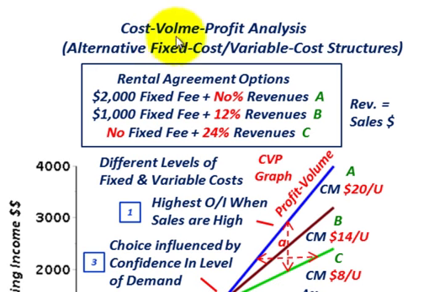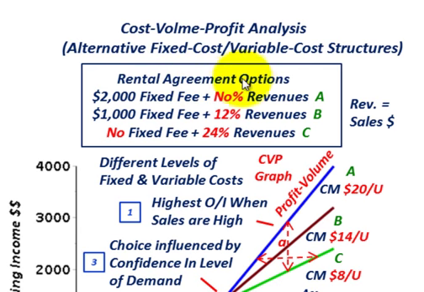What we're going to be going over here is cost, volume, profit analysis, where we're going to be looking at alternative fixed cost versus variable cost structures. So this is the problem we're going to be going over. Say we're a small retail business and we have to rent some space to sell our product. We're really going to be looking at three different options on our rental agreement.